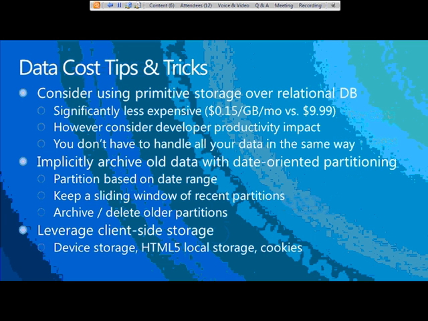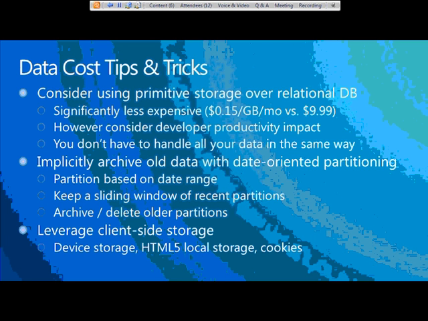Also, keep in mind you don't have to handle all your data in the same way. It's fine to have a split between SQL Azure database storage and some blob storage, some table storage. We currently have a SQL Azure database limit of 50 gigabytes. If you've got a real large amount of data, you're probably going to be partitioning your data. Or if you use primitive storage, like Azure table storage, you're going to be using partitioning also for large tables.